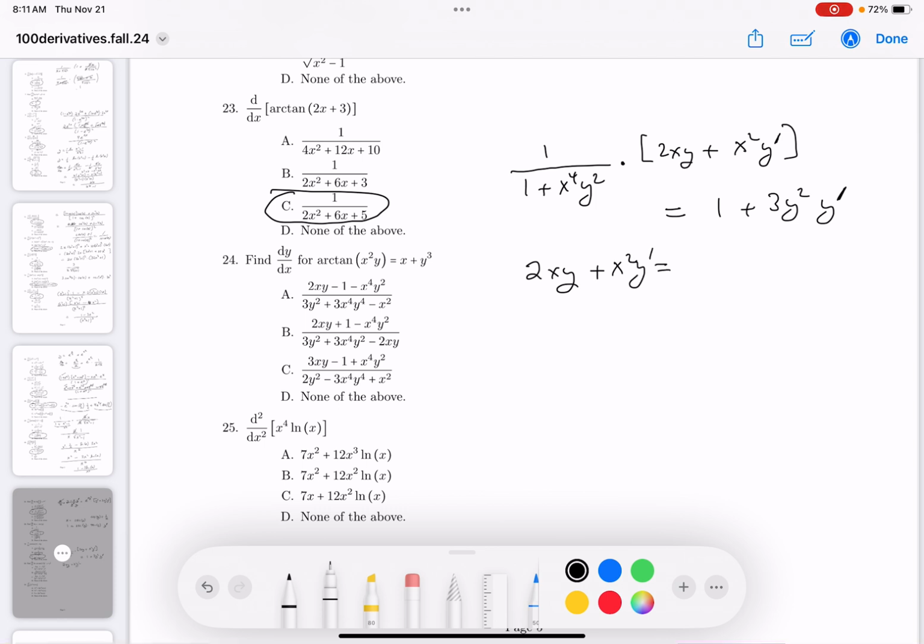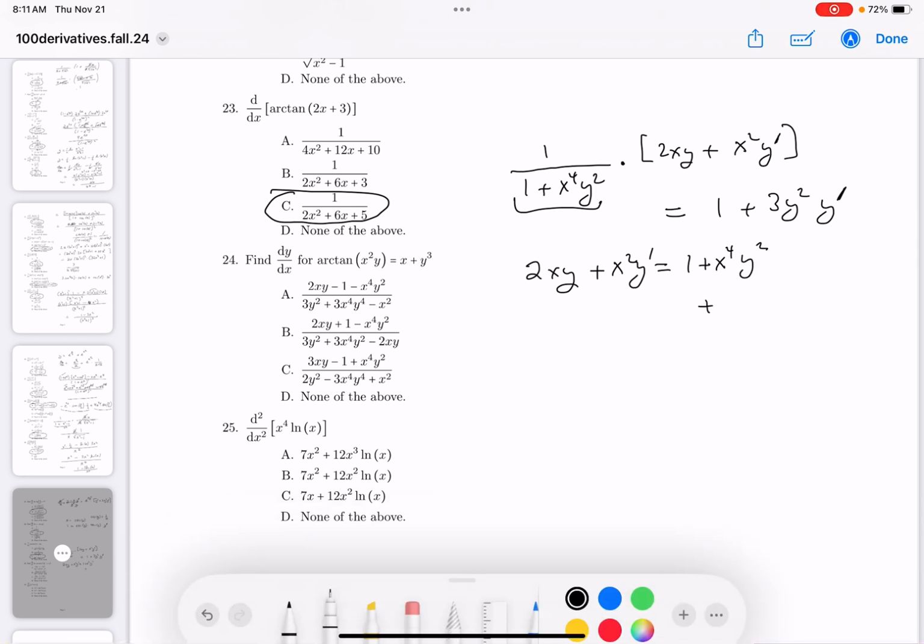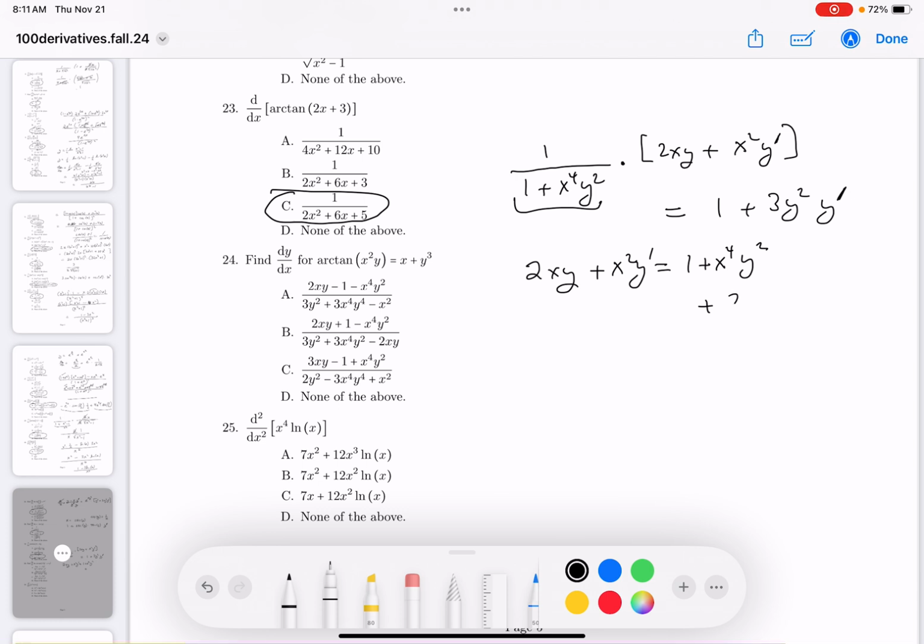I can multiply both sides by the LCD, and that's this thing times those two terms. Well, it looks pretty easy to do. It's going to be 1 plus x^4 y squared plus, well, let's take a look at this one. It's going to be 3y squared y prime, plus, a little more complicated, it's going to be 3y squared y^4 and then x^4 y prime.